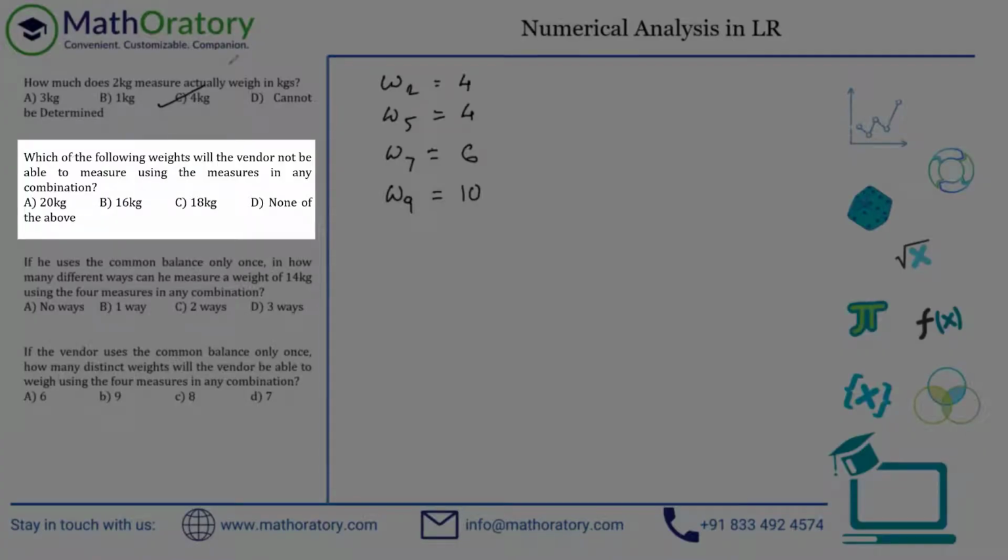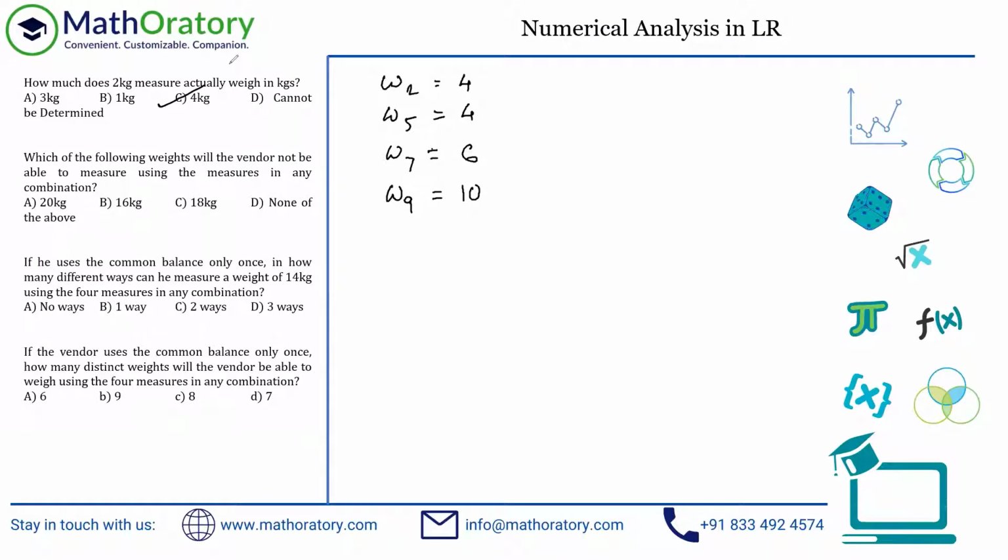Which of the following weights will the vendor not be able to measure using the measures in any combination? So this is what I said. I mean, we have to work these things out. So let's figure it out. So first of all, 20 kg. Okay, 20 kg, I can actually figure it out using 10 plus 6 plus 4, right? So 20 kg is possible. We are looking for which of the following is not possible. So I'm just putting the check mark here. Don't get confused. This is indicating that this is possible.